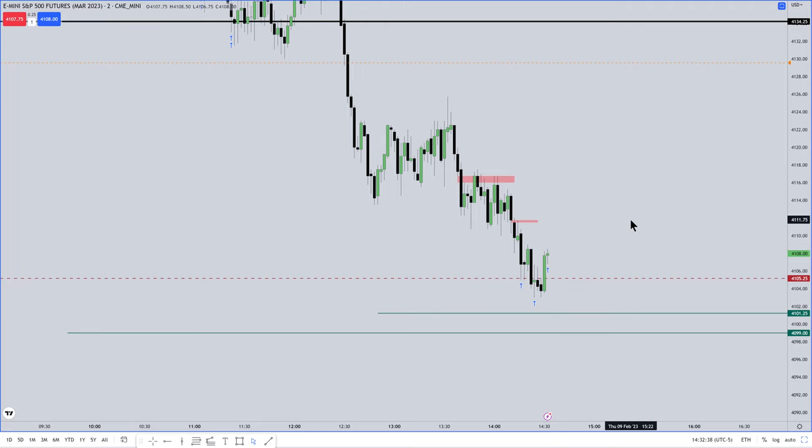Overshoots it a little bit. So it's seamless. Then it does what? Comes right back up. What's the close? I'm sorry. What's the low of this candle here that frames the high of the volume imbalance?